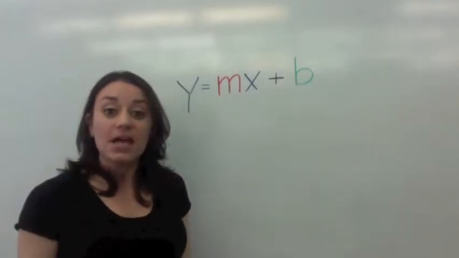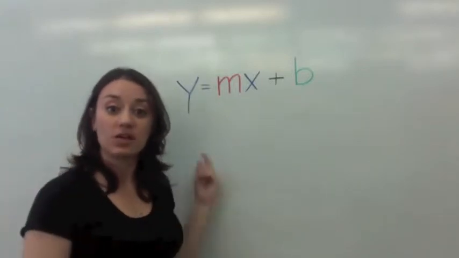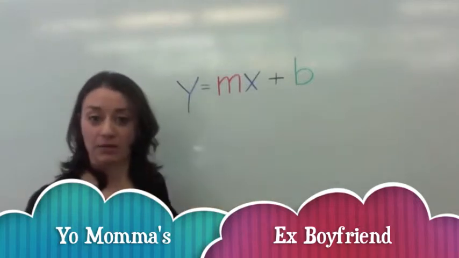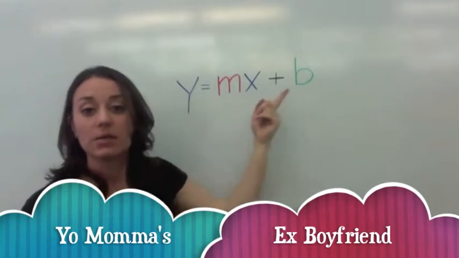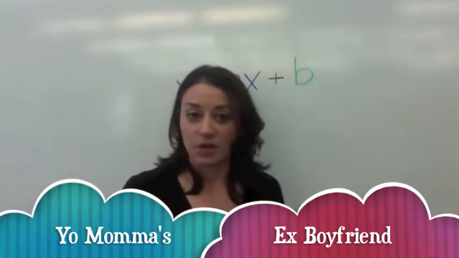Very good. Now, another name to remember the form for this equation is your mama's ex-boyfriend. Okay, I'm going to tell you one more time. It's your mama's ex-boyfriend. Okay, and hopefully your mama doesn't have too many ex-boyfriends.